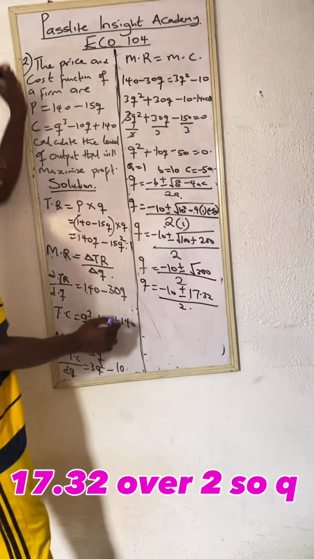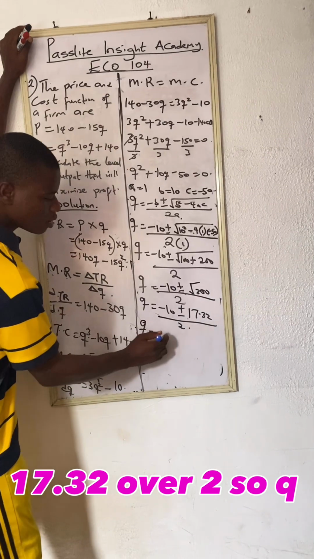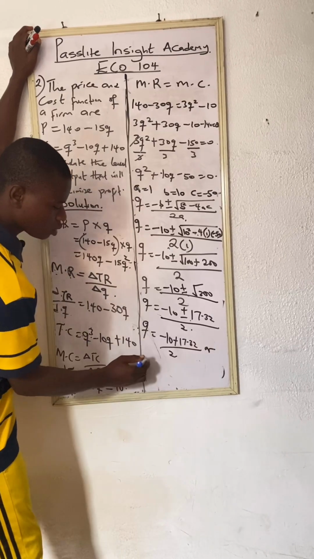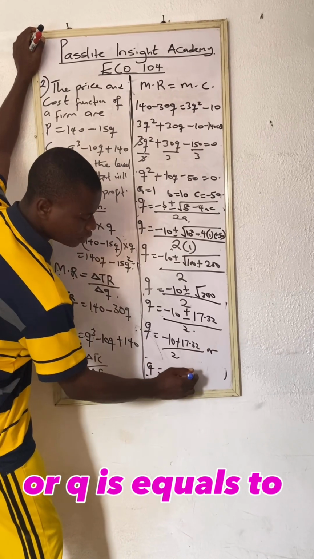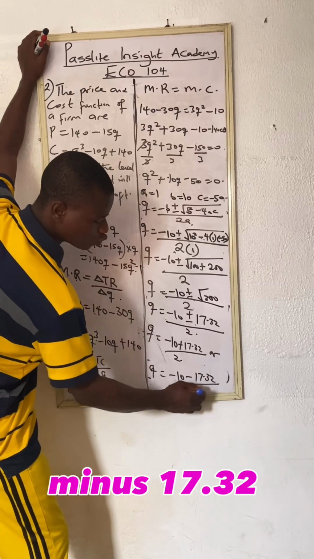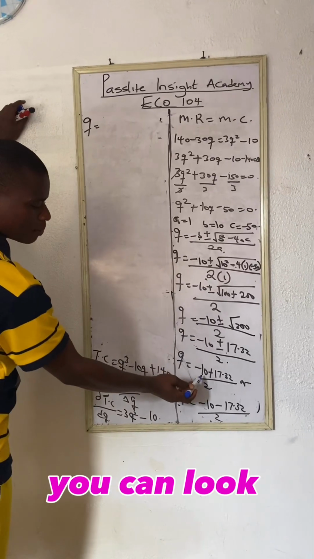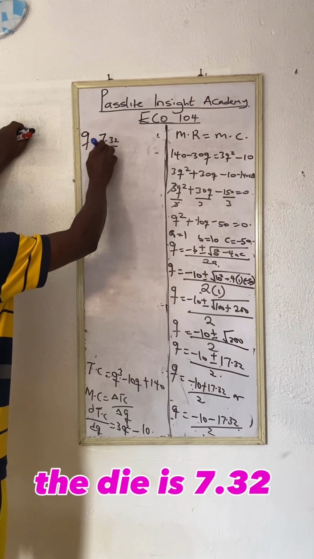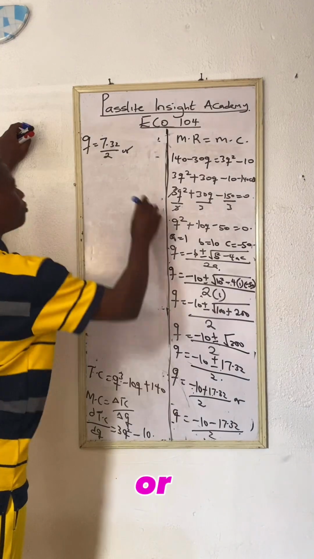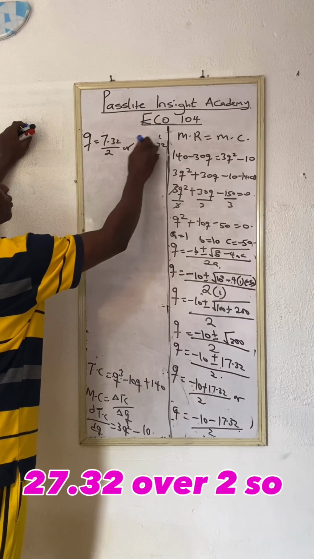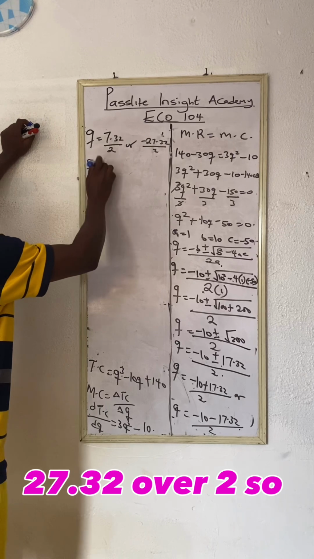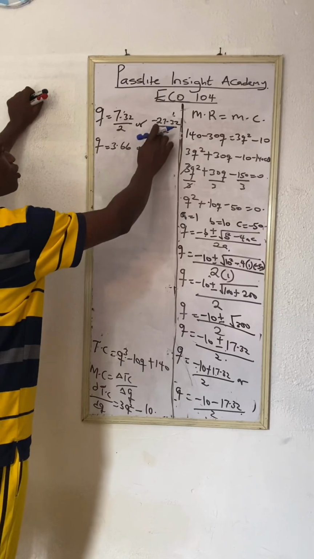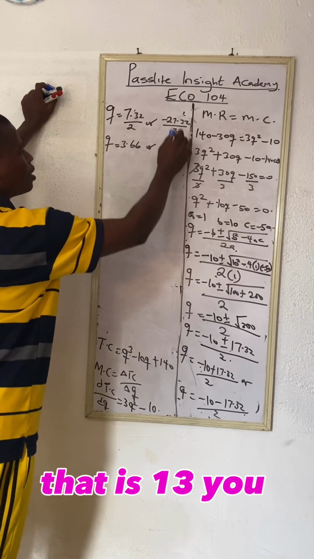The square root of 300 is 17.32. So Q is equal to minus 10 plus 17.32 over 2, or Q is equal to minus 10 minus 17.32 over 2. That gives 7.32 over 2, or minus 27.32 over 2. So at the end of the day, Q is equal to 3.66, or minus 13.66.